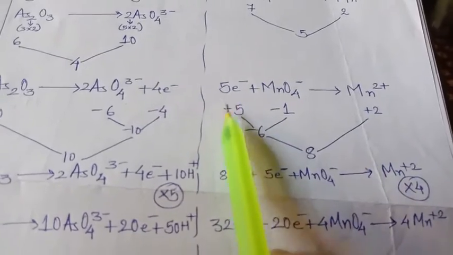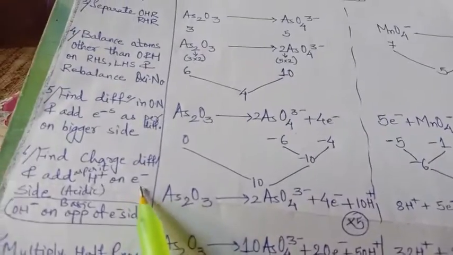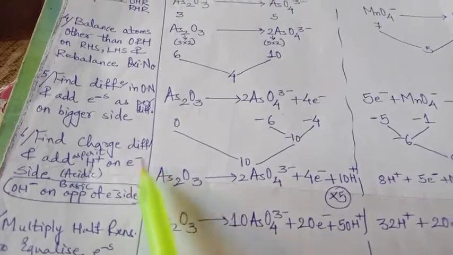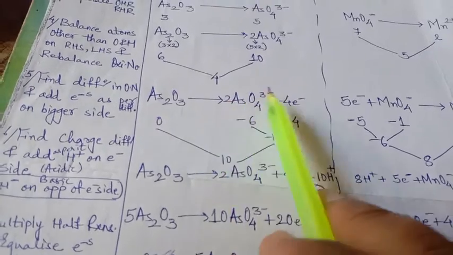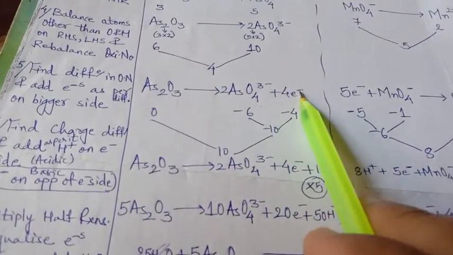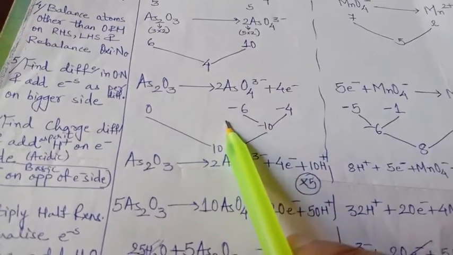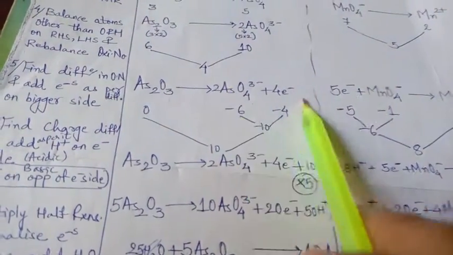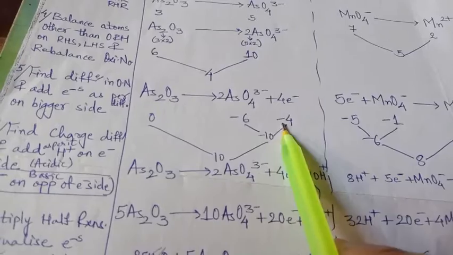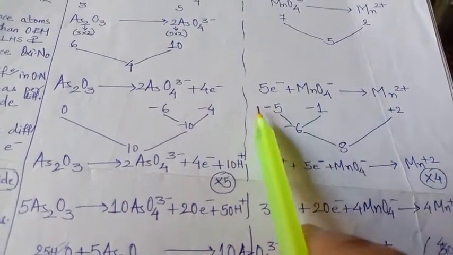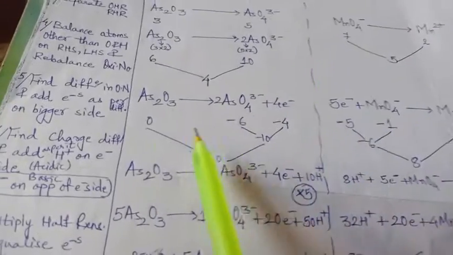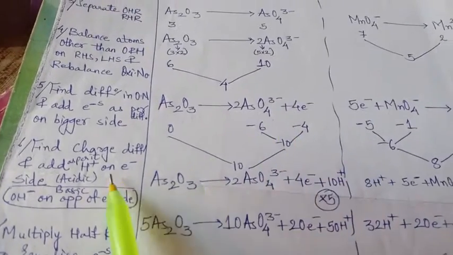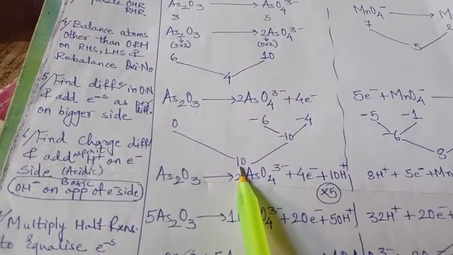Here 5 electrons. After adding electrons, we will have to find out the charge difference. So here no charge, 0, here coefficient 2 with minus 3 charge, so 2 3s are minus 6, and here 4 electrons, so minus 4. Minus 6 plus minus 4 on the same side, so add it: minus 10. Here minus 5 minus 1 is minus 6, and this is plus 2. After getting the charge, get the difference of the charge, right?